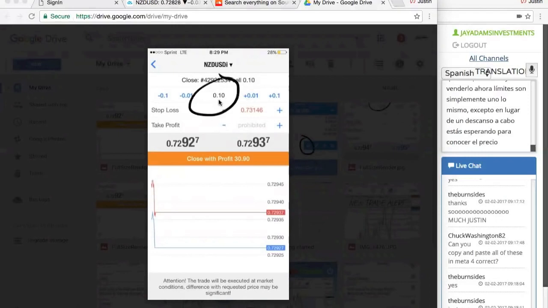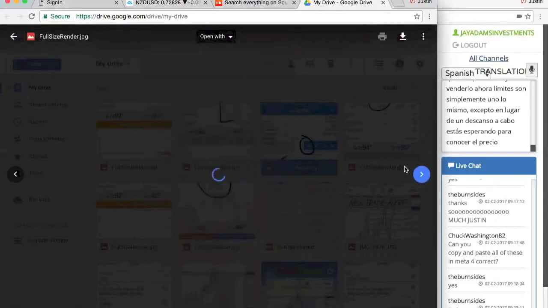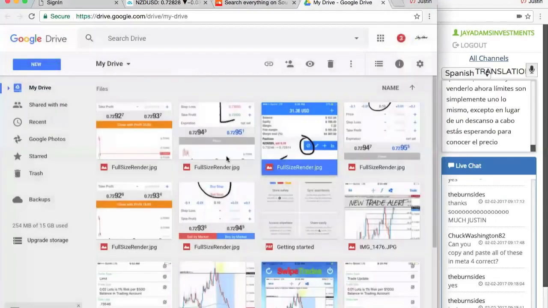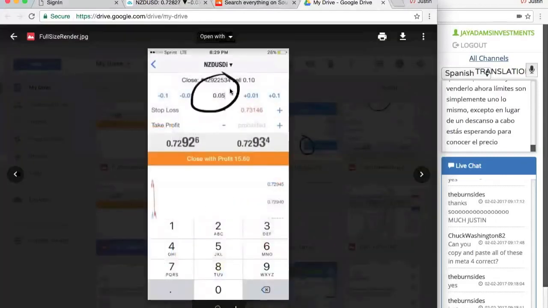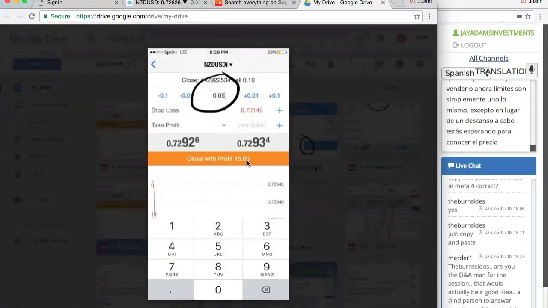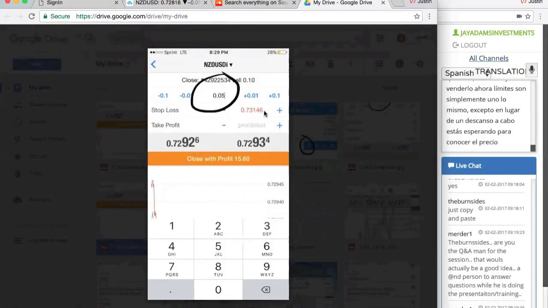like this. So in here, you can type... Here it is. Your whole position was a 0.10, and you can type half of the position, 0.05, and you can close with half of your profit, $15.60. This way, you closed half your position, and you still have half riding on the position. If it says move your stop loss to this price here, you move stop loss to 0.73146. You type in a new stop loss, and then you go from there.